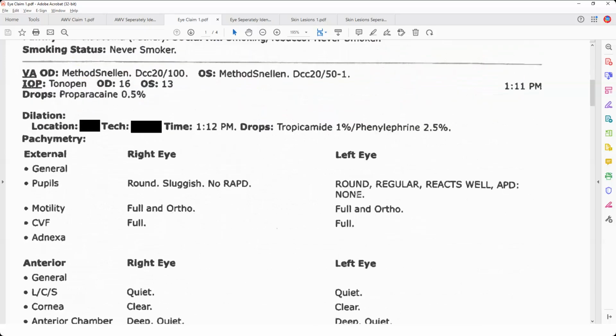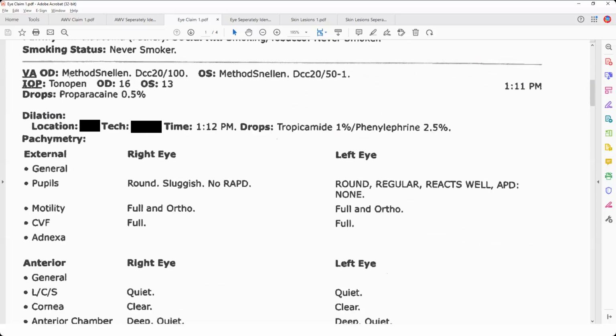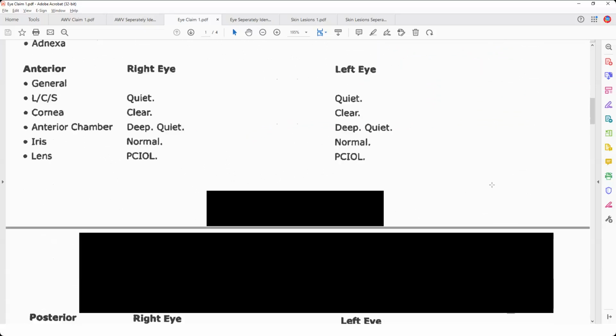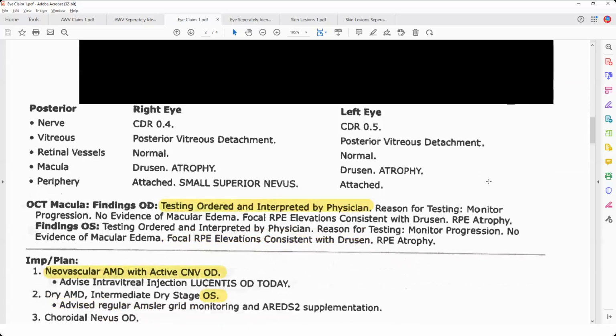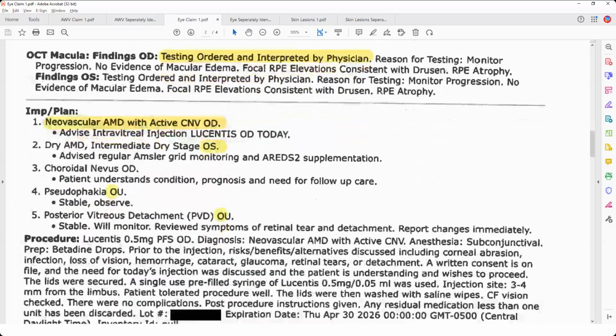So as you look through this claim, you can see all of the testing that was done. They did some Snellen chart testing. They took some pressures. They did OCT testing, etc. They have some findings down here. They give an impression, a plan of care, etc.